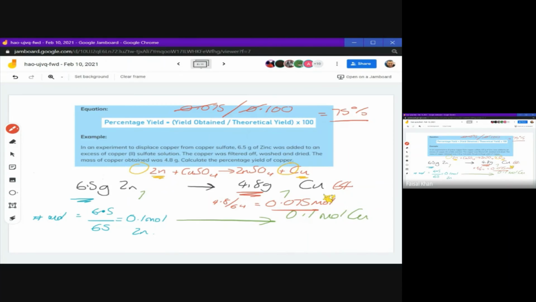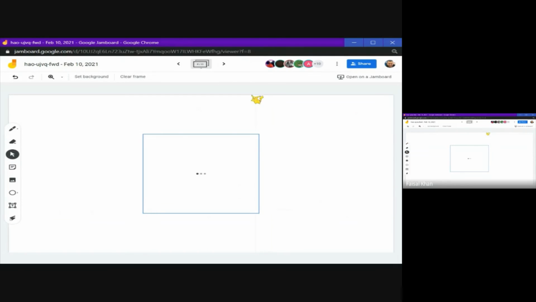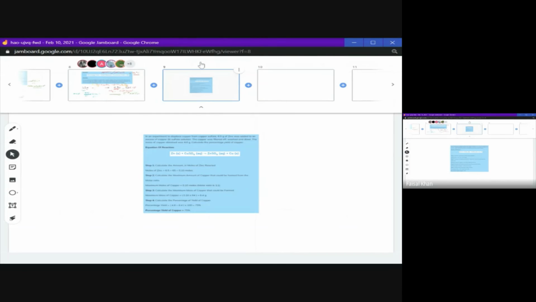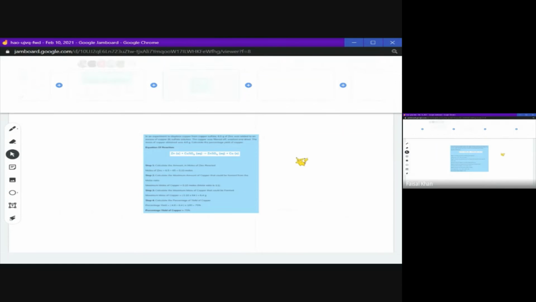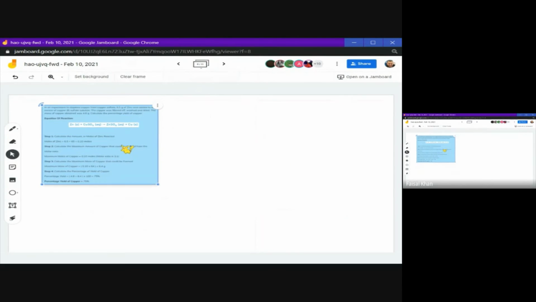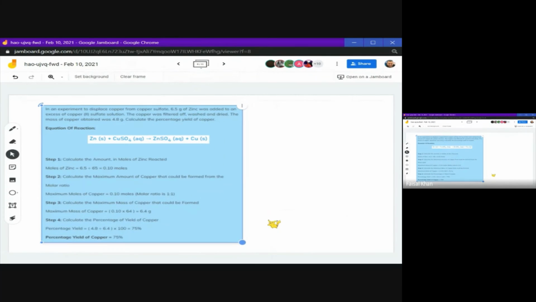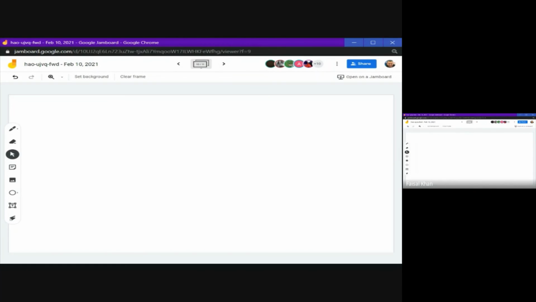So your percentage yield in this situation is 75%. Now, there is a shortcut that you can actually take. If you move to slide 9, there is a slight shortcut that you can take, but there's your working out. That's the full working out. I'm just conscious of time and I need to put in the last calculation, otherwise I'm going to run out of time.